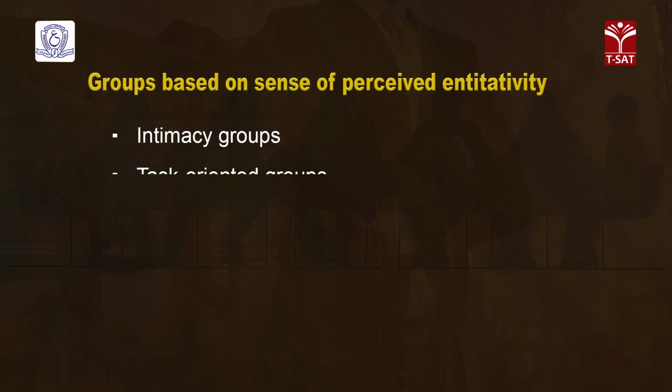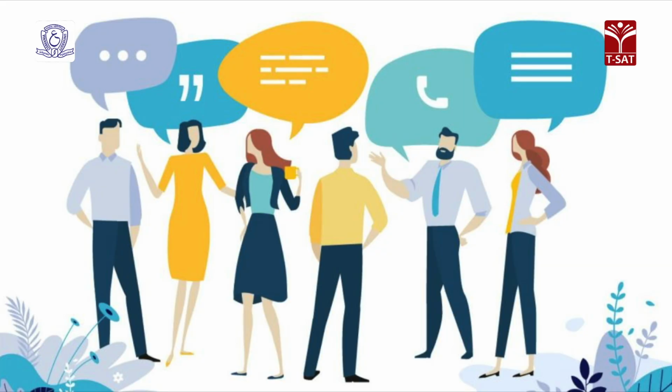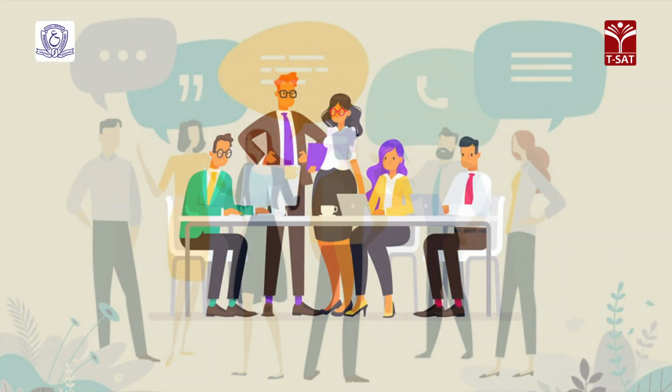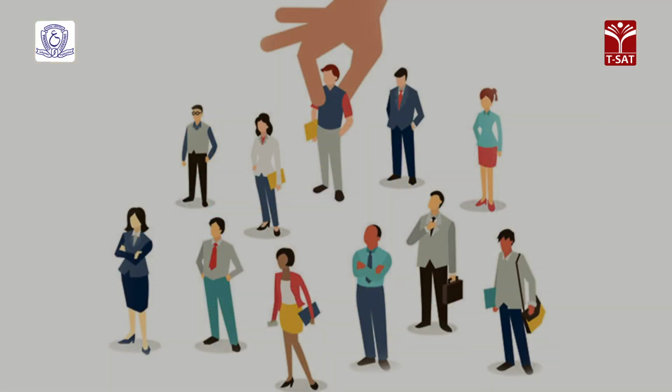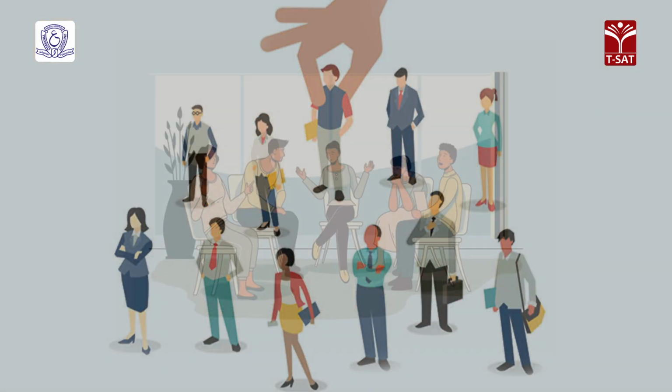The second kind of group is task-oriented groups. Members of these groups possess high coordination to accomplish a particular task, and often different roles will be assigned to the members of the group.